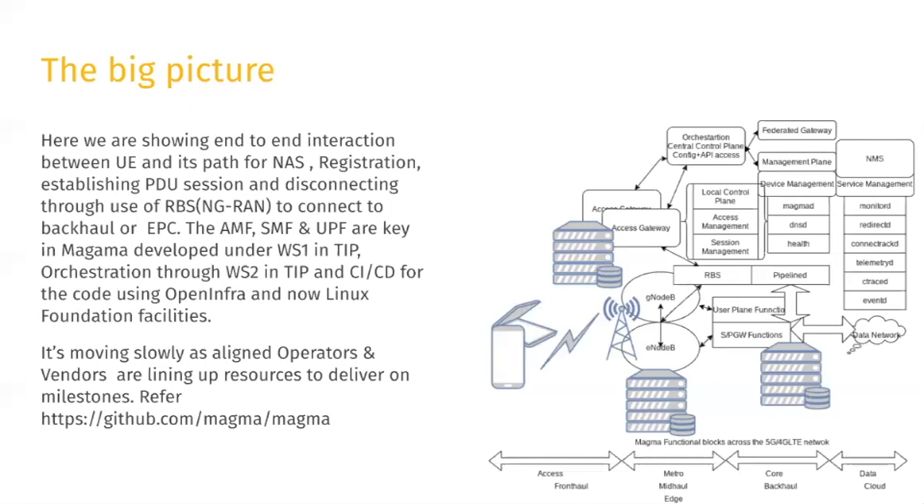And what has happened right now is at this stage, it has moved from TIP to Open Infra, where they try to do the CI/CD, followed by which the Linux Foundation has facilitated by offering additional resources, and the merging of all these efforts makes it more likely to succeed. Alignment is happening as we speak, and operators and vendors are all lining up resources to deliver the milestone. You can refer to the community source code at github.com, magma, as you see here.